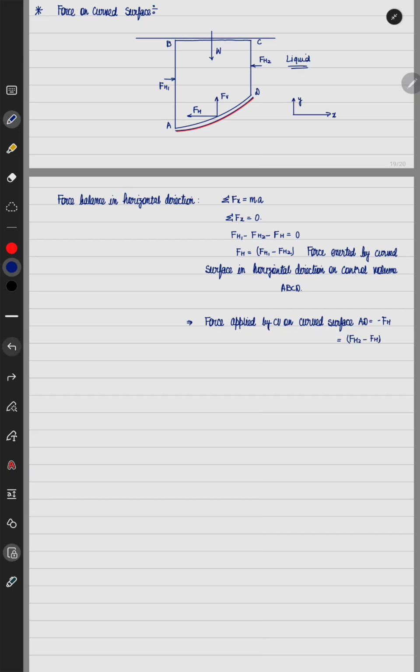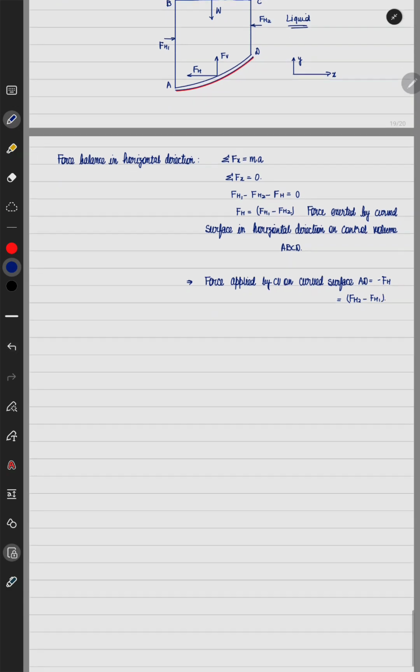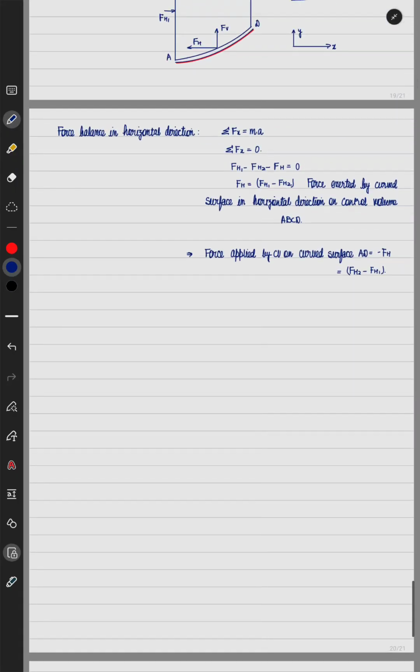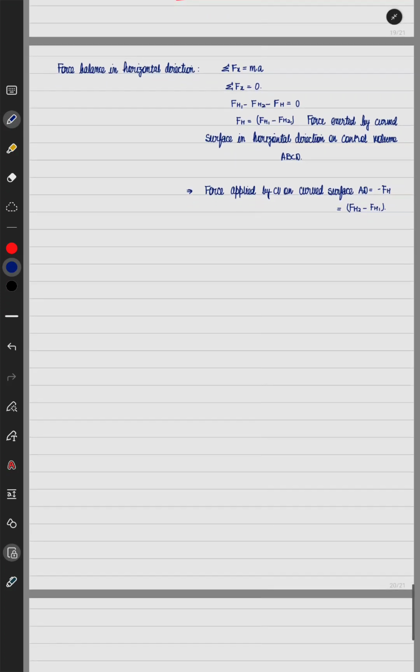So we have found the force acting in the horizontal direction on a curved surface if fluid is present above it. We draw a control volume extending up to the surface, and find the force acting in the h1 direction and the force acting in the h2 direction. We take the difference, Fh2 minus Fh1. It gives the horizontal force acting on the curved surface by the fluid present over it. Okay, this is the first analysis, the force balance in the horizontal direction.